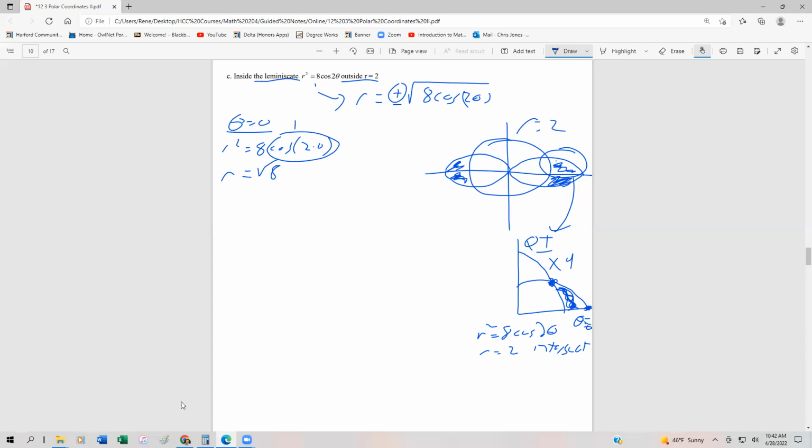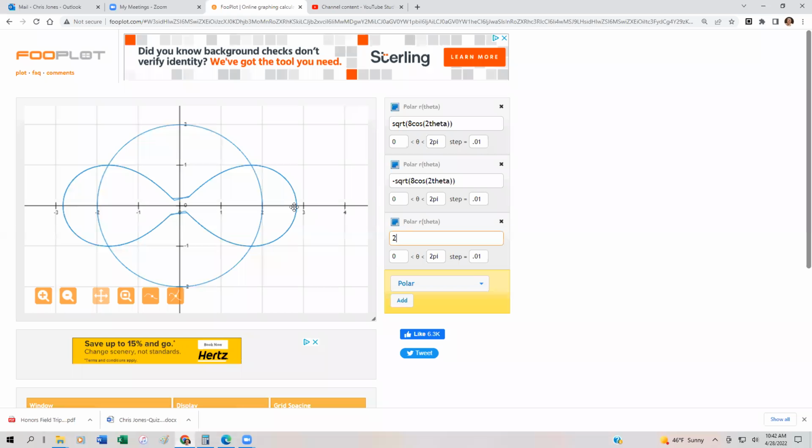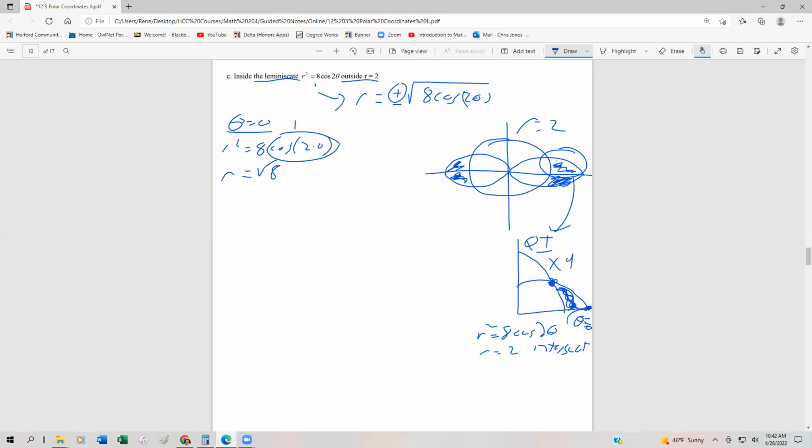And if we go back to the graph, square root of 8 is just a little bit less than square root of 9, which is 3. So it makes sense that right here would be theta equals 0. Okay, so we confirmed that's a pretty horrible looking theta equals 0, but theta equals 0 at that point. So that is going to be our lower bound for A.